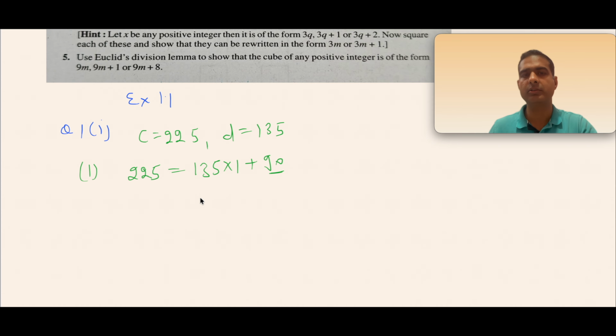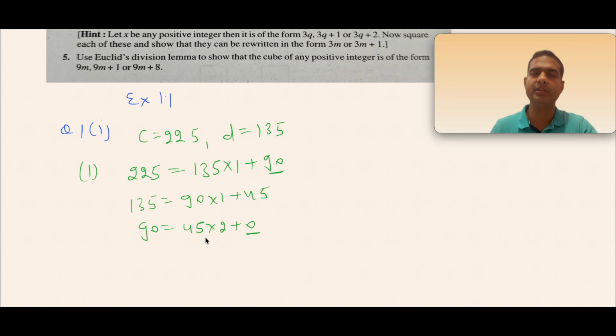So what was the next step? That if R is not equal to 0, apply Euclid's division lemma to D and R. So again we will apply Euclid's division lemma to 135 and 90. So we can write 135 is equal to 90 times 1 plus 45. Now again R is not equal to 0 at this step. So again we will apply Euclid's division lemma to 90 and 45. So we can write 90 is equal to 45 times 2 plus 0.